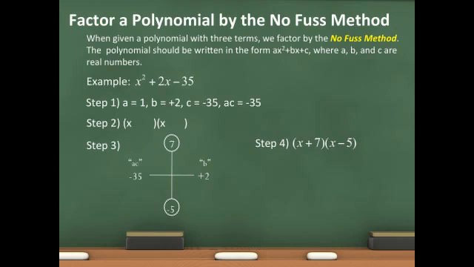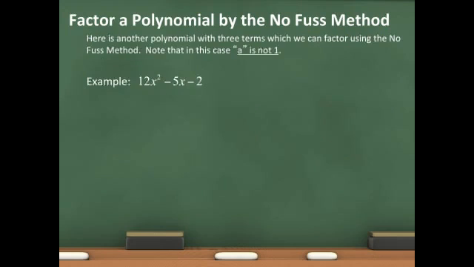Here's another polynomial with three terms which we can factor by using the no-fuss method. Notice that in this case, a is not 1. This means that we will see something extra going on in steps 1 and 4. Let's work through this example.